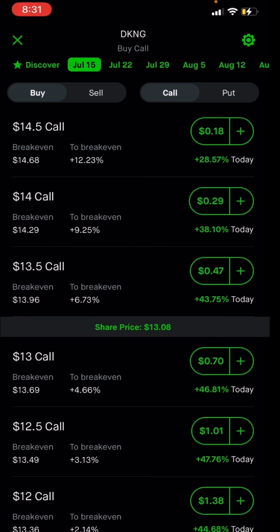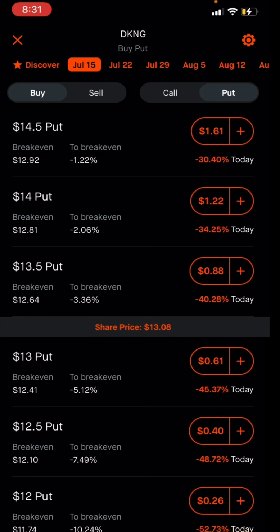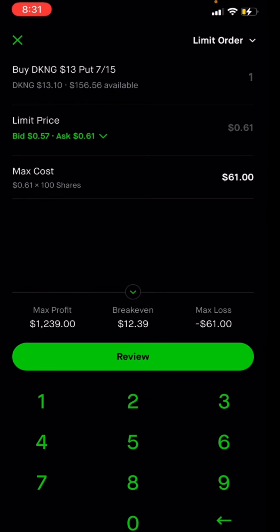Now, let's say I wanted to predict that the market was going to go down. I just do the same thing with a put now, right? I want to buy a put, and I'm just predicting that this market, which is at $13.08, will drop lower than $13 by July 15th, right? So I do the same thing. I click the plus, right? Put how many contracts I want to buy, 61 cents a share to rent out until the 15th. So times that by 100, your overall price is $61, right?